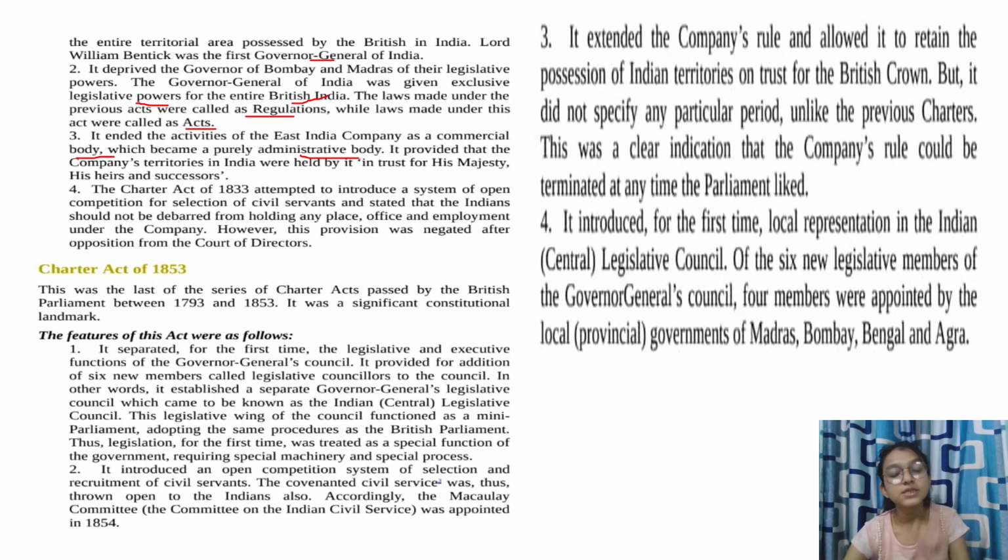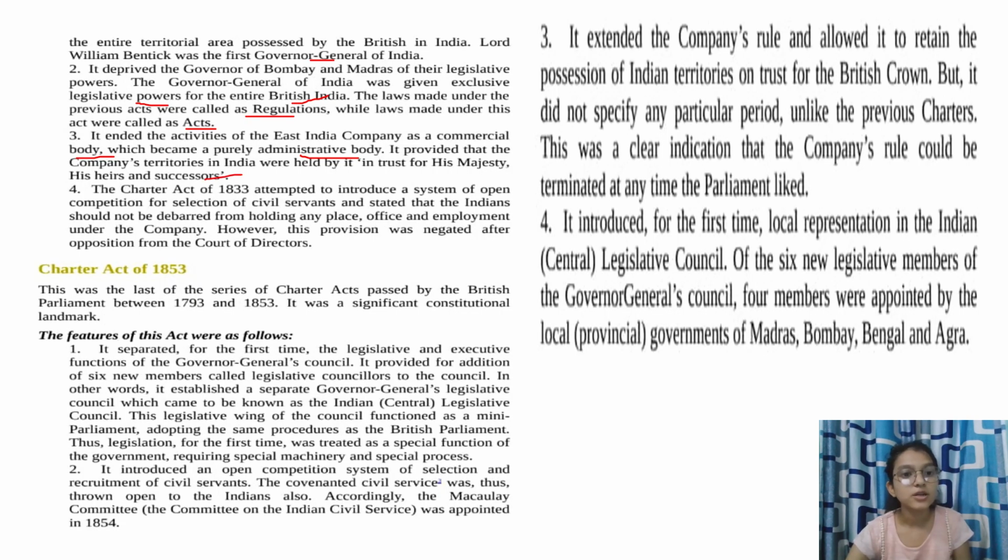The company which came for the purpose of trading only, their sole purpose being trading, got abolished and was given the proper power of an authoritarian body. They have become an administrative body that is ruling India. It provided that the company's territories in India were held by it in trust for His Majesty, his heirs, and successors.